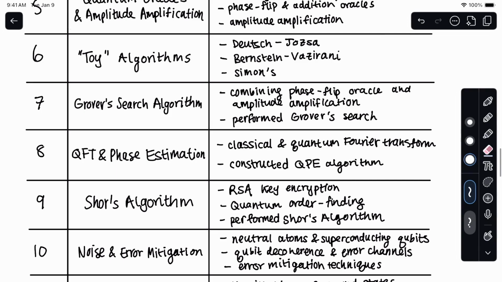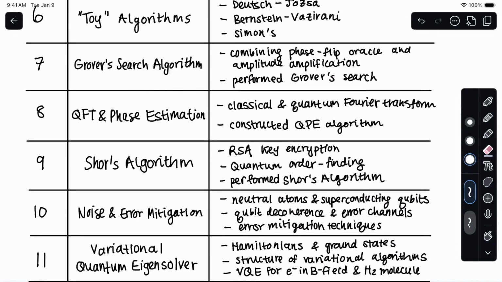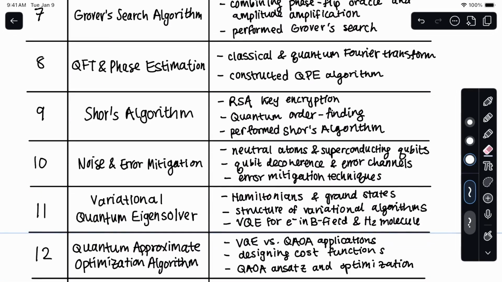Then in episode 8, we talked about both the classical and then the quantum Fourier transform, and we constructed the quantum phase estimation algorithm. So basically finding the periodicity in the amplitude of quantum states. And then for Shor's algorithm, in episode 9, we first talked about RSA key encryption and why Shor's algorithm is a threat to that. And then we talked about quantum order finding, and finally performed Shor's algorithm for some simple examples like 15 equals 3 times 5.